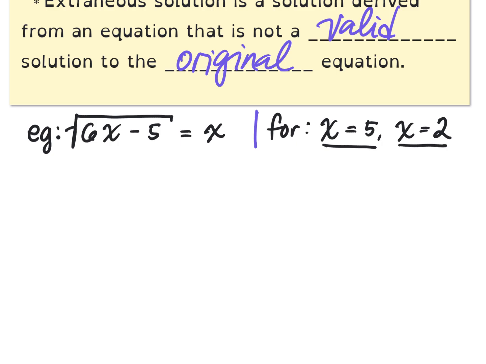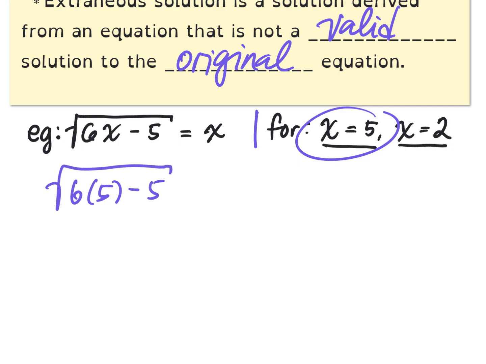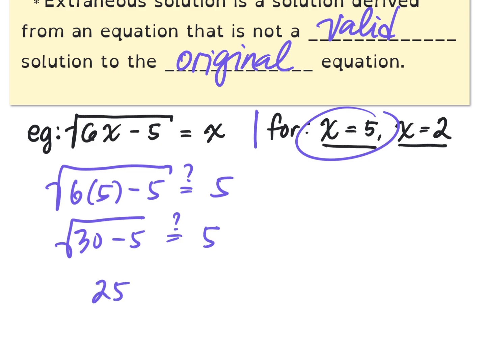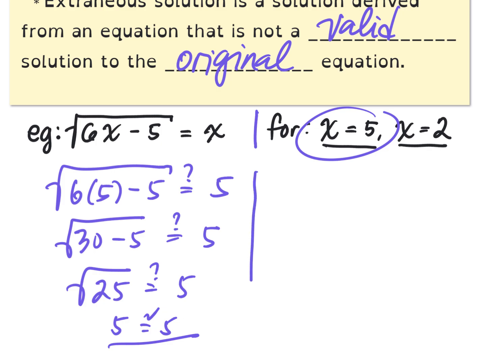For x equal to 5, let's say the square root of 6 times 5 minus 5 is equal to 5. Is it equal to 5? 6 times 5 is 30, minus 5. Is it equal to 5? 30 minus 5 is 25, and the square root of 25 is 5. Now, here we go. This is 5 equals 5. Therefore, it's correct. Now, let's look at the second part.